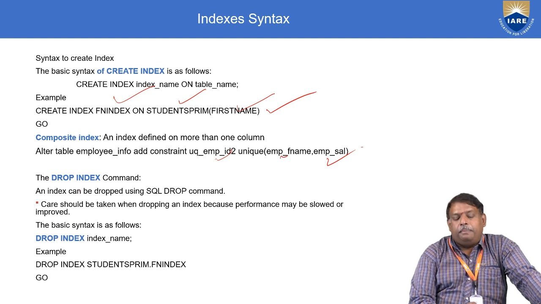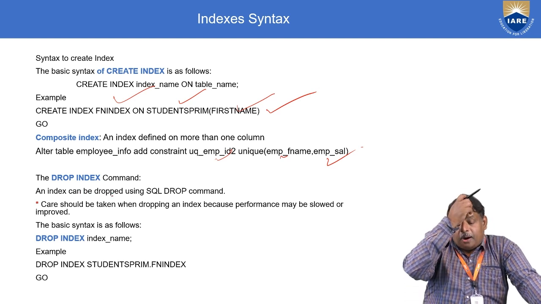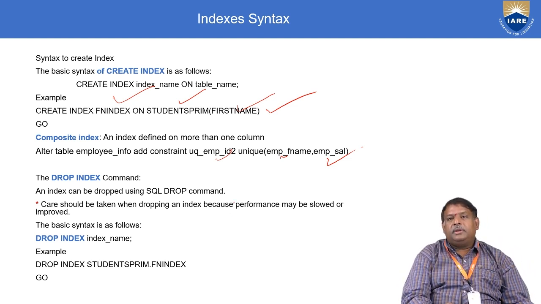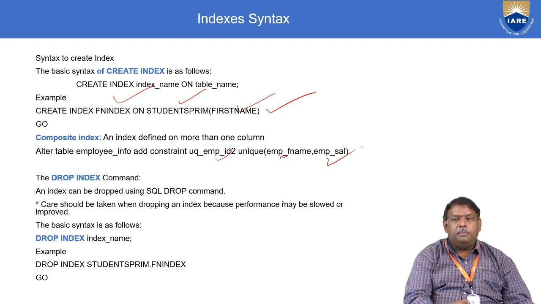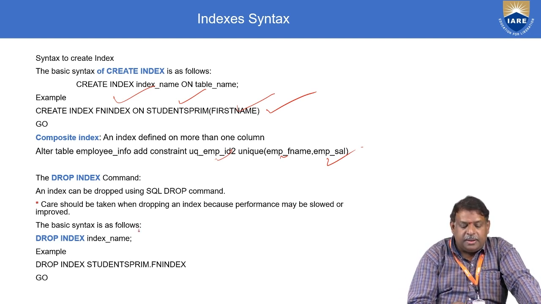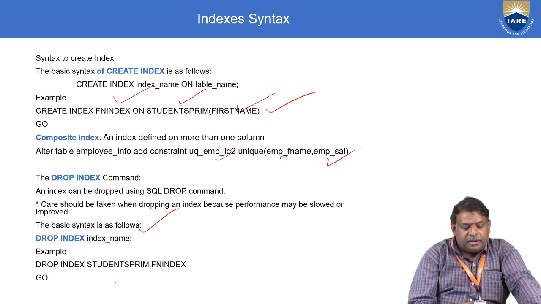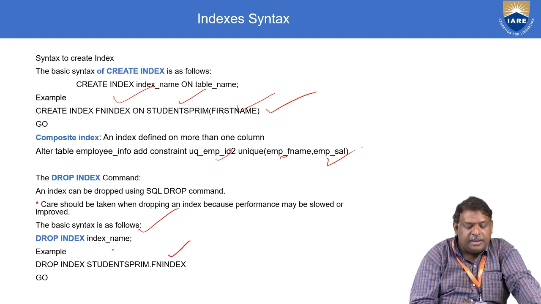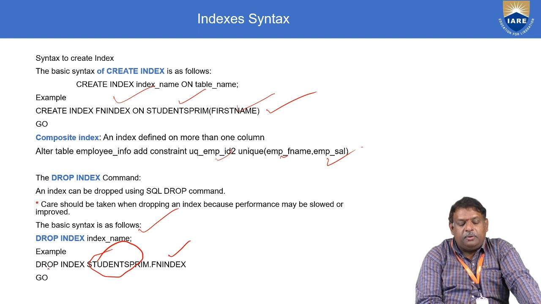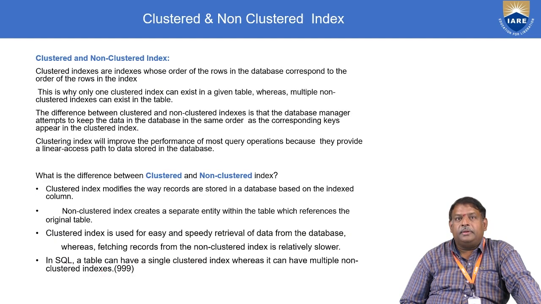Now we will see drop index. An index can be dropped by using the SQL command. Care should be taken when dropping an index, as performance may be slowed or improved. The basic syntax is drop index, index name. Here, drop index student prime dot F1 index, where student prime is the table name. This is the syntax to drop an index.